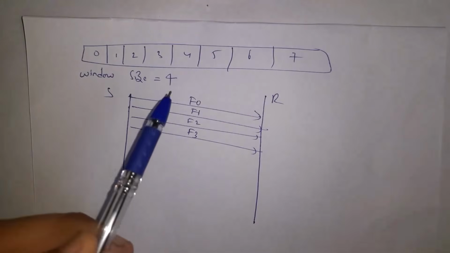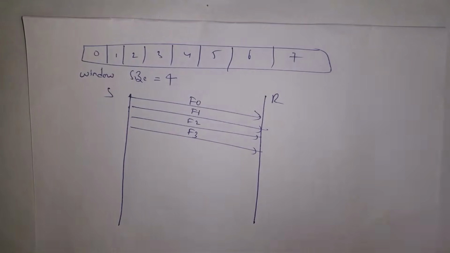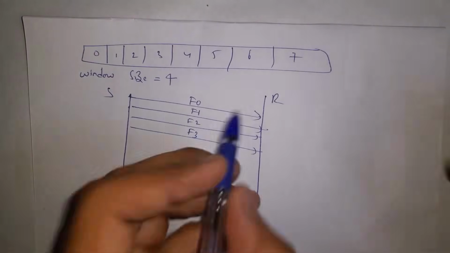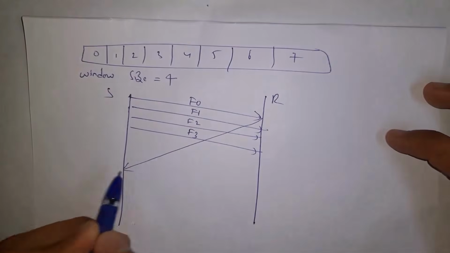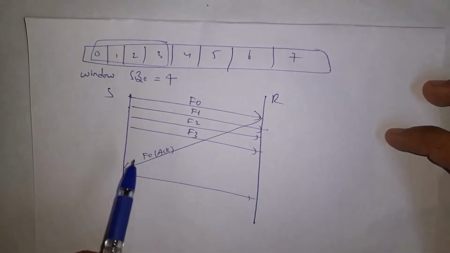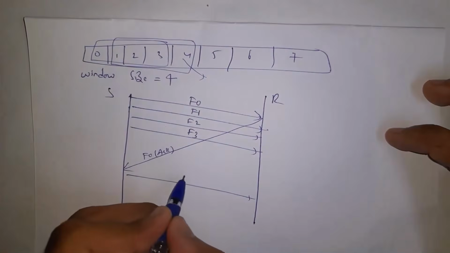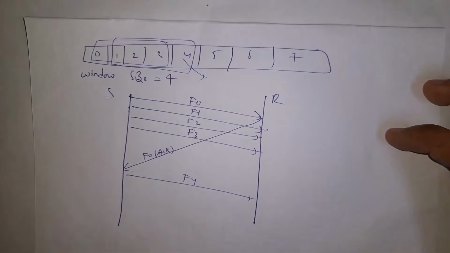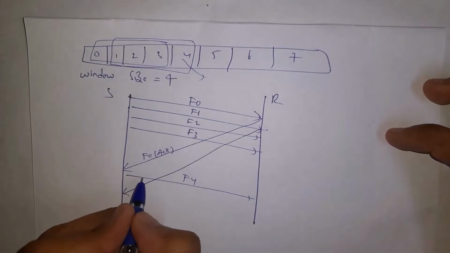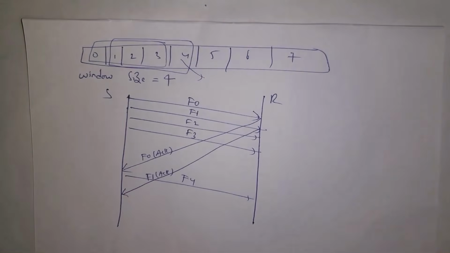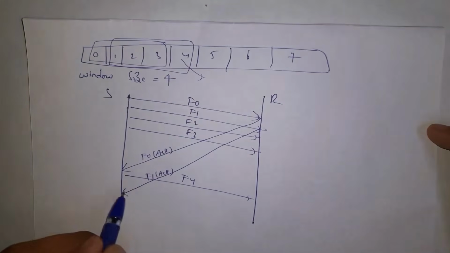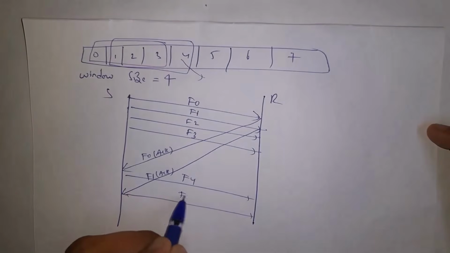So sender will send frame 0, 1, 2, 3. Only after getting ACK from receiver, sender can send next frame. For example, frame 0 got acknowledgement. As sender got ACK for frame 0, the window will move one step forward in order to send next frame, that is frame 4. So now sender will send frame 4. And similarly after some time, receiver will send ACK for frame 1. As sender got ACK for frame 1, the window will move one step forward in order to send frame 5. So now sender will forward frame 5.